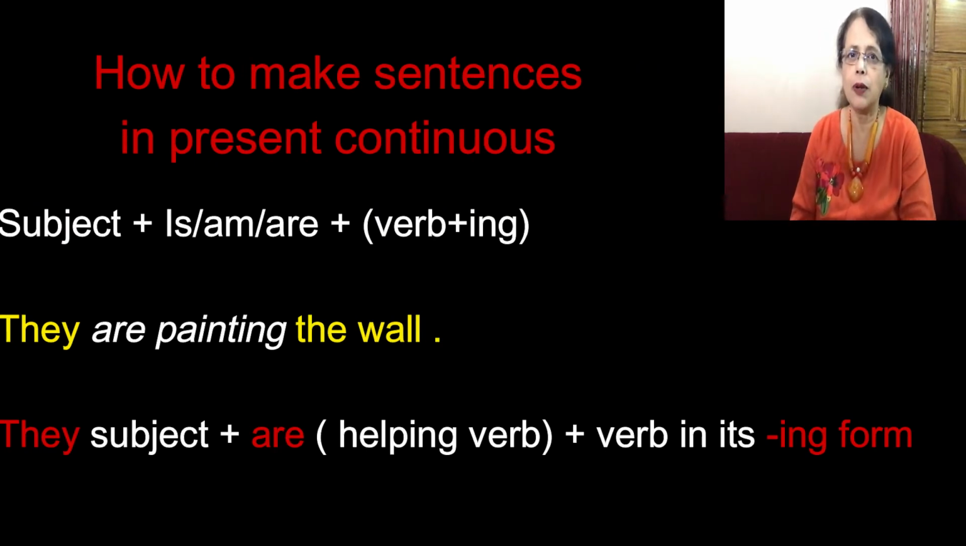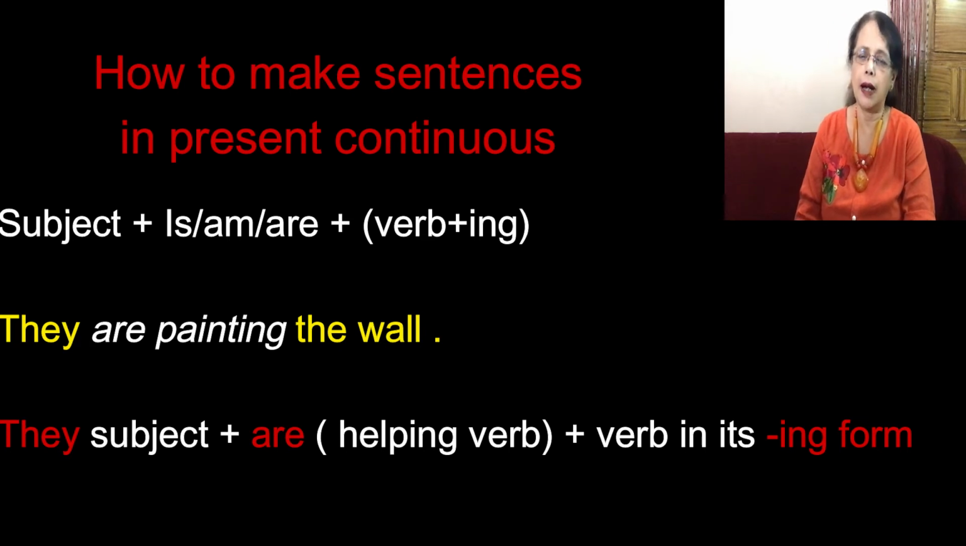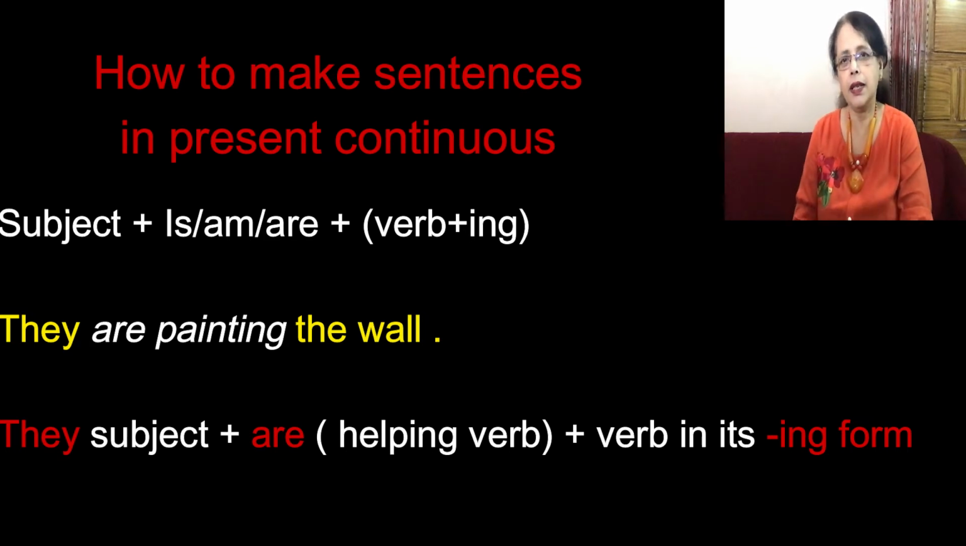Now let's see how to make sentences in present continuous tense. The structure would be subject plus is, am, or are, plus verb plus ing. Example, they are painting the wall. They is the subject, are is the helping verb, plus verb in its ing form.